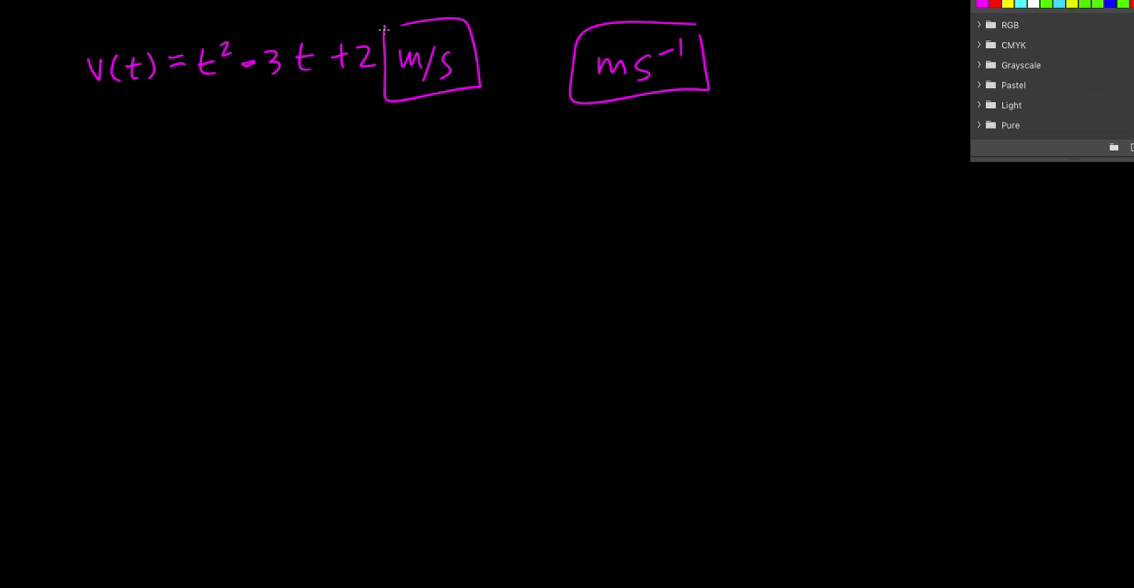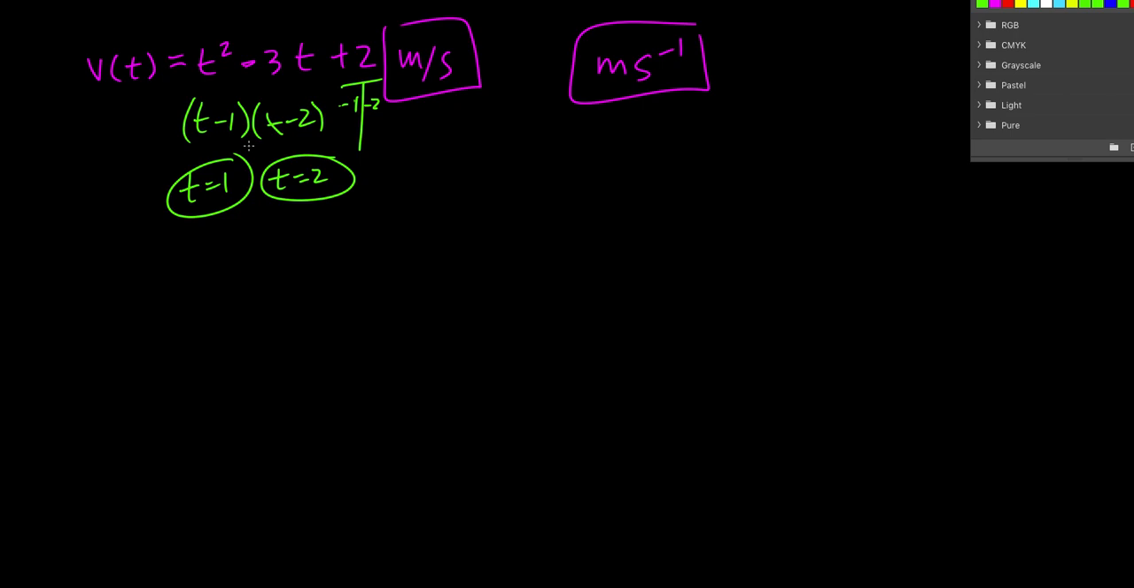It says find the time when P reverses direction. Since velocity includes direction, if we have positive velocity, we're going forward. If we have negative velocity, we're going backwards. Since that's the case, all we have to do is factor this to find where it's equal to 0. We end up with t minus 1, t minus 2, which gives us t is equal to 1 and t is equal to 2. Those are the two roots of that function where it crosses the x-axis, and that tells us where we're changing direction, because we're changing from either positive to negative or negative to positive.